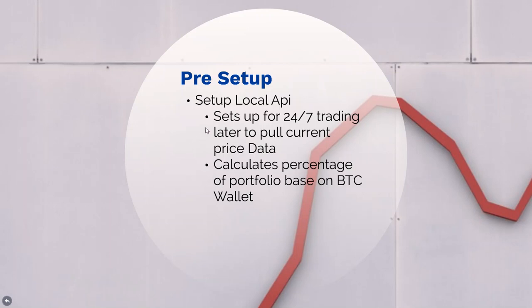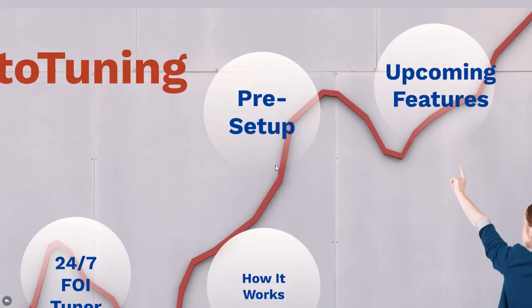Alright, so then pre-setup, you're gonna have to make sure you set your local API, and I think there's some documentation on Haas on how to set that up. Just look at the wiki for local API, set it up, and put a different port number from your current trade server. I think I had 8090, but for the local API I put 8060, with the same IP address. And that would allow you to calculate the percentage of the portfolio based on BTC that's in your current wallet.